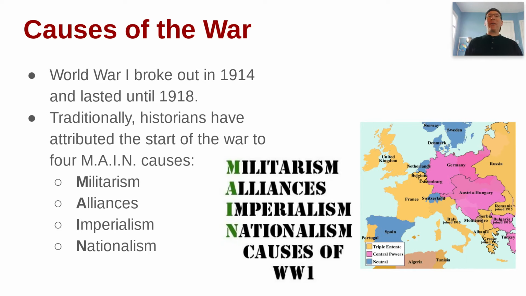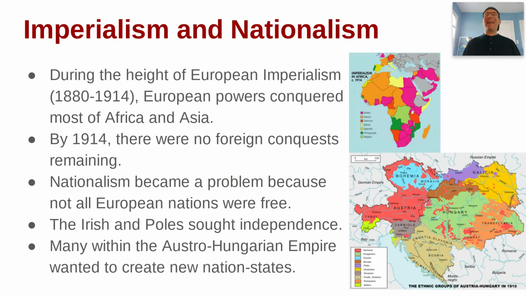World War I broke out in 1914 and lasted until 1918, late 1918, early 1919, depending on how you want to count it, but the fighting ended in late 1918. Now, traditionally, historians have attributed the start of the war to 4 main causes, M-A-I-N, main. So, what are those causes? They are militarism, alliances, imperialism, and nationalism. We're going to break that down and look at each of them, starting with imperialism and nationalism.